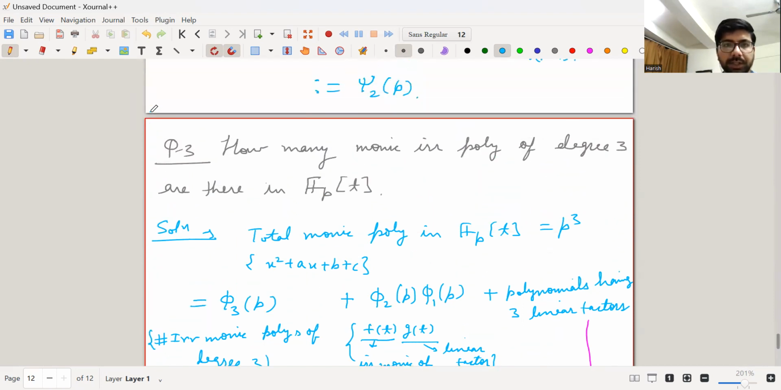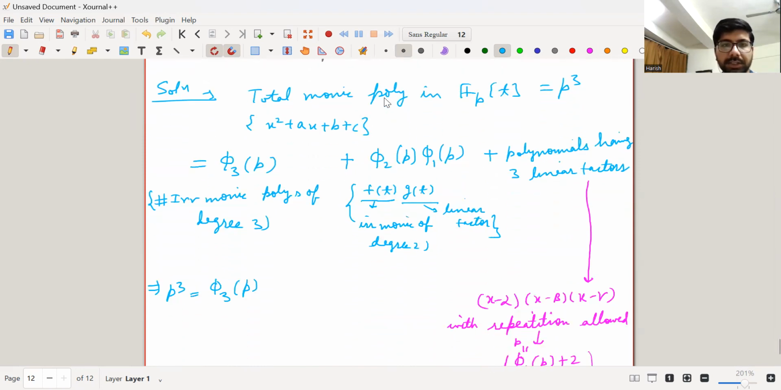Oh, I made a very silly mistake. I denoted it by xi for a reason, that I don't want to confuse you guys with the Euler phi function. But I'm again using the same notation. So let me just quickly change the notation. This is xi2 and this is xi1 and this is xi3 of p.